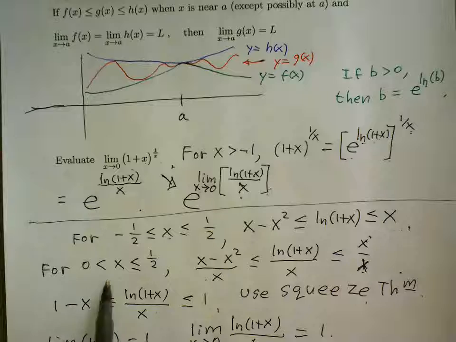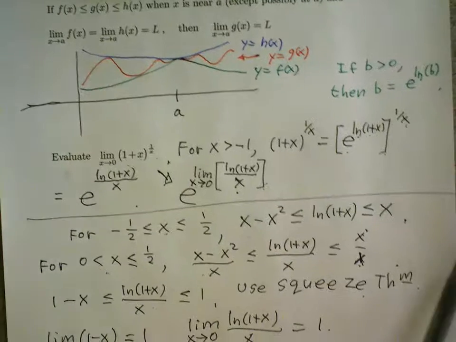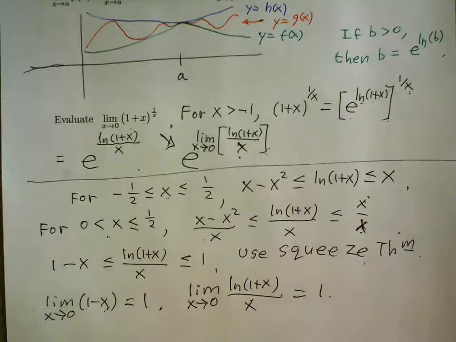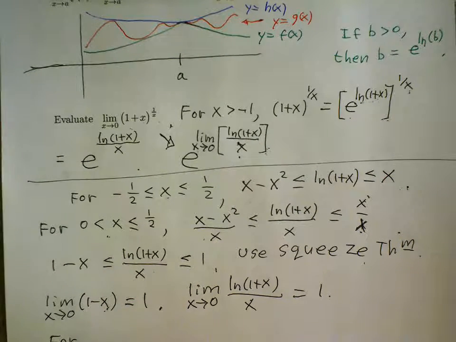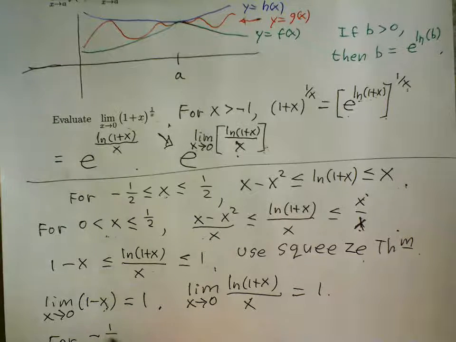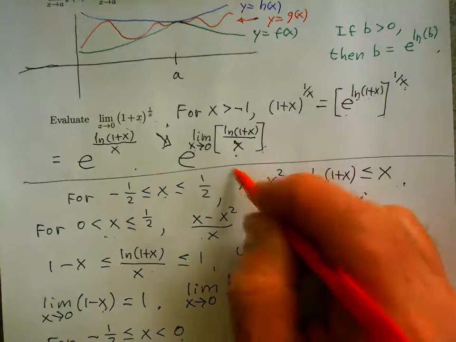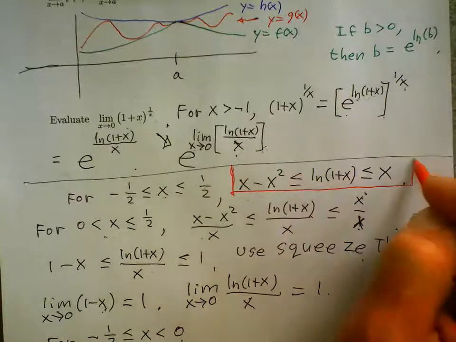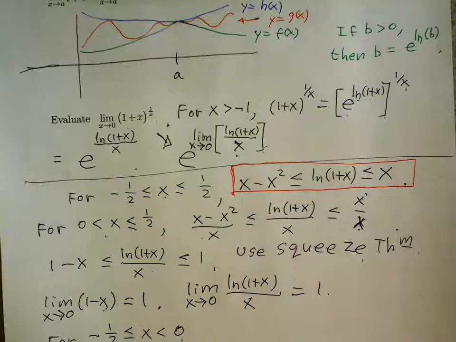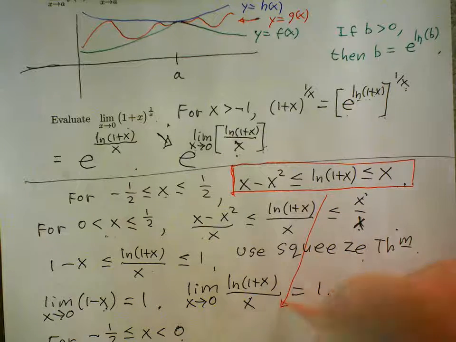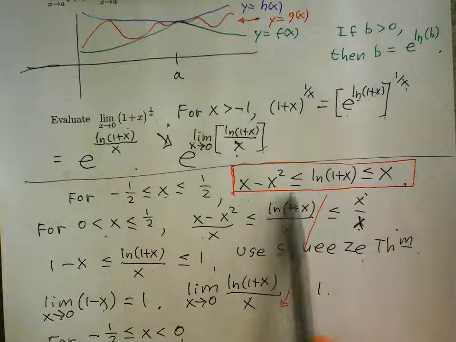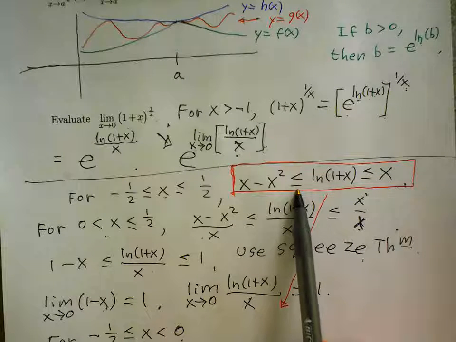All right, but what about the negative x values? So this time, for values of x that are between negative 1/2 and 0, not equal to 0, when we divide each of the three parts of this inequality by a negative, since we're dividing by a negative, we have to switch the direction of the inequalities.